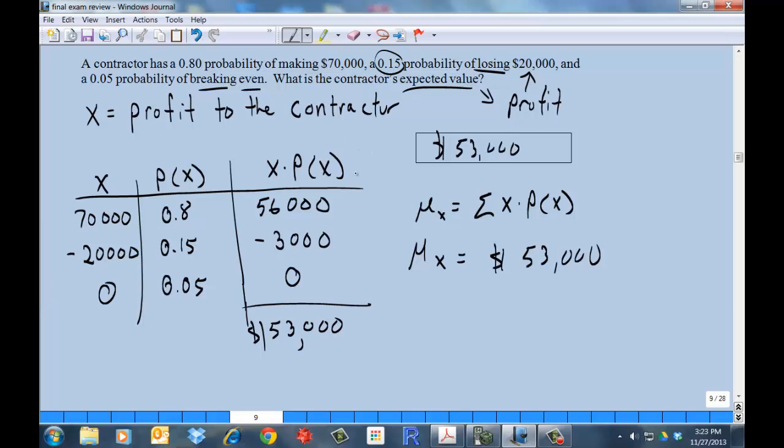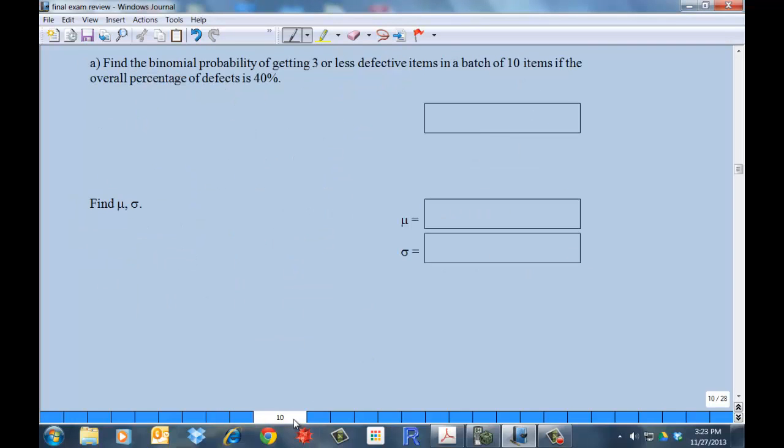Okay, next question. Find the binomial probability of getting 3 or less defective items in a batch of 10 items if the overall percentage of defects is 40%.